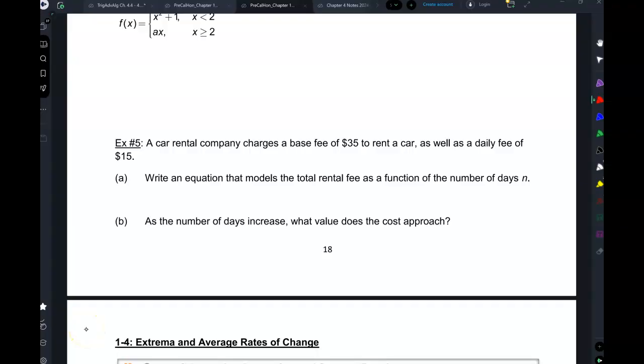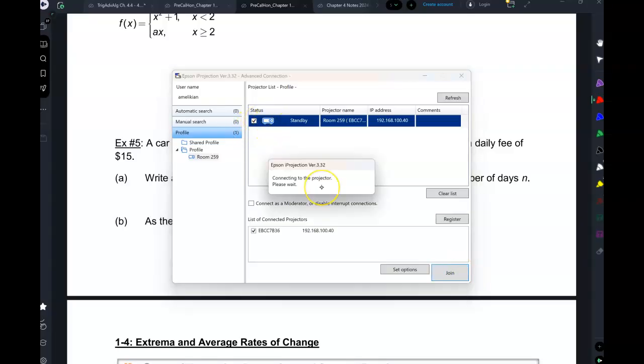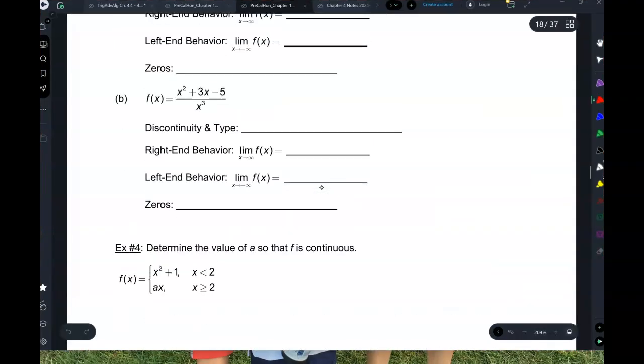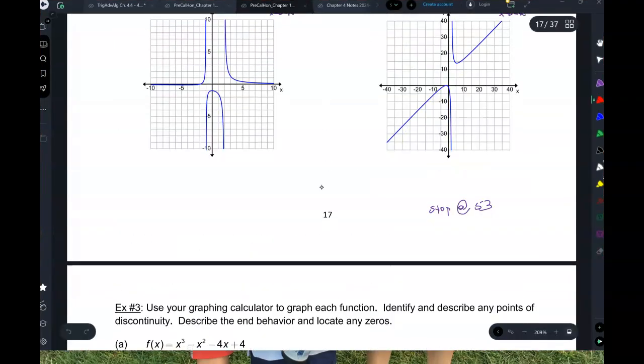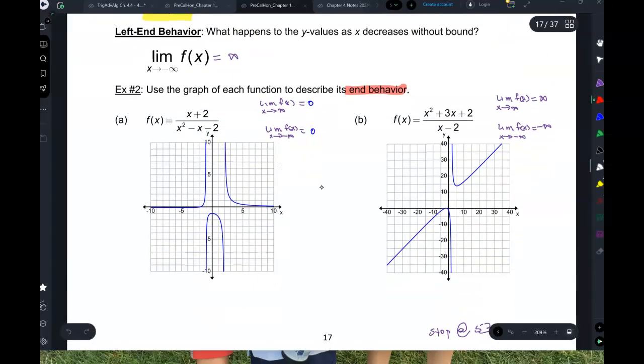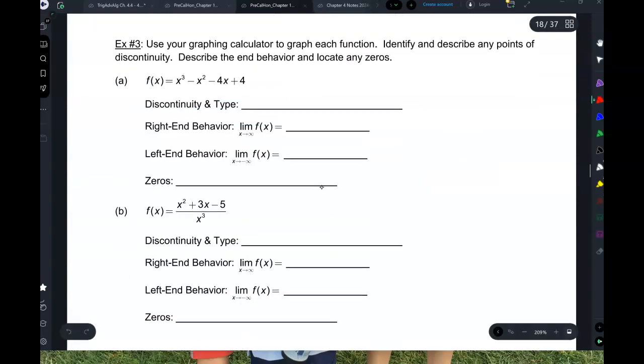Okay, so we're gonna continue this period, and we're gonna finish up this lesson. We had talked about end behavior last, right? That was the last thing we had done, right? Was the end behavior. And remember, we're using the limit notation for that right now.